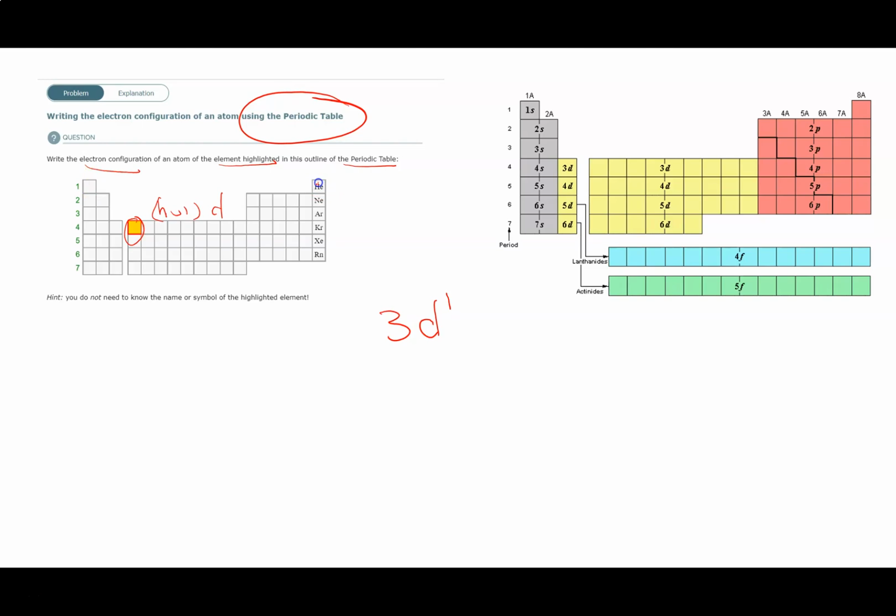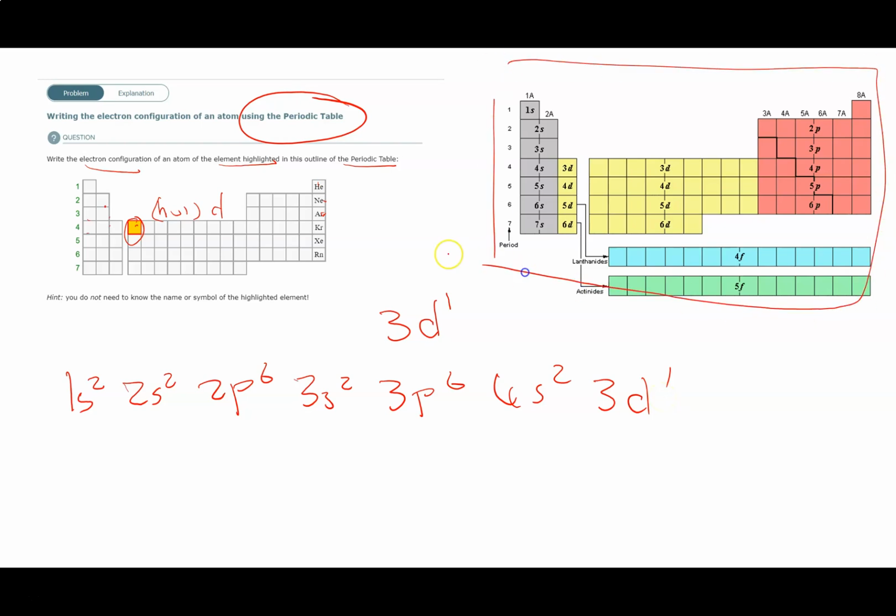So it goes 1s1, 1s2, 2s2, 2p6, 3s2, 3p6, gets me to there, 4s2, and then bingo, 3d1. And having a little periodic table that looks like this can help. It's important to remember that helium finishes off the first subshell, so helium is 1s1, 1s2, so it's kind of bucking the trend a little bit.